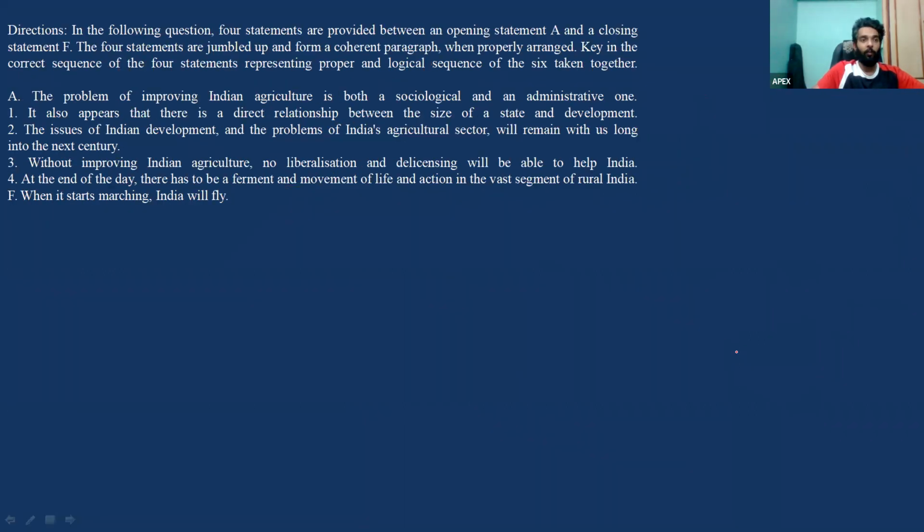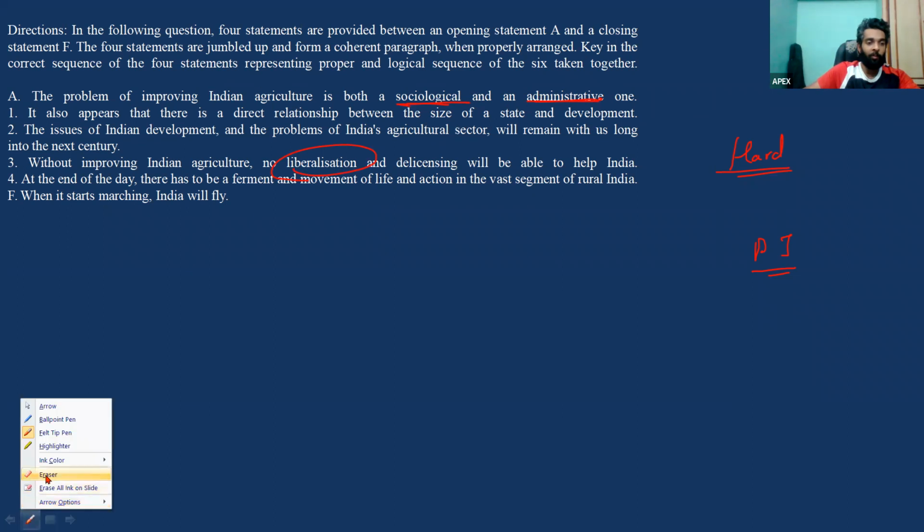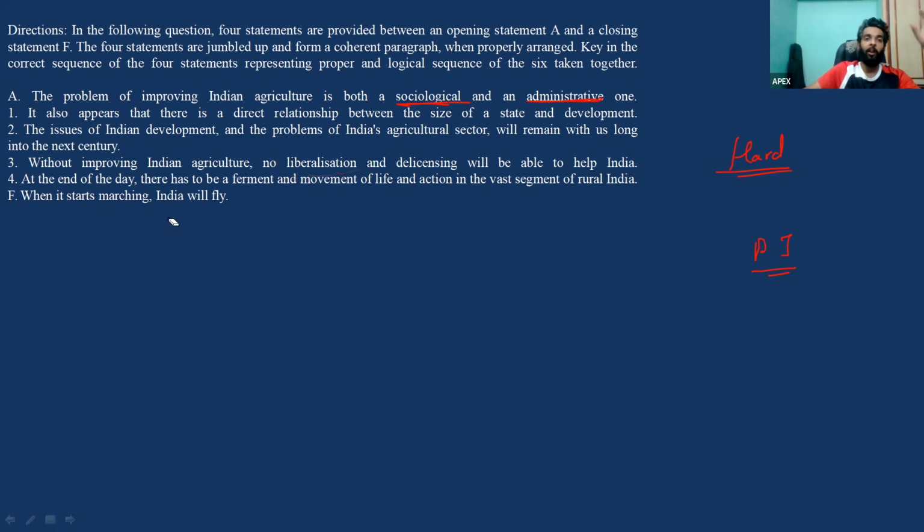Okay. So here again, this is a para-jumble. And this is a hard para-jumble. At the first look, it would be very intriguing because the problem of improving Indian agriculture, and he's talked about both sociological and administrative. Okay, so when we are talking about sociological and administrative, we could probably think about how there's no liberalization and all, and it's tying up, but no, that's not how we should be approaching this particular paragraph. Let's look at the entire theme together first.